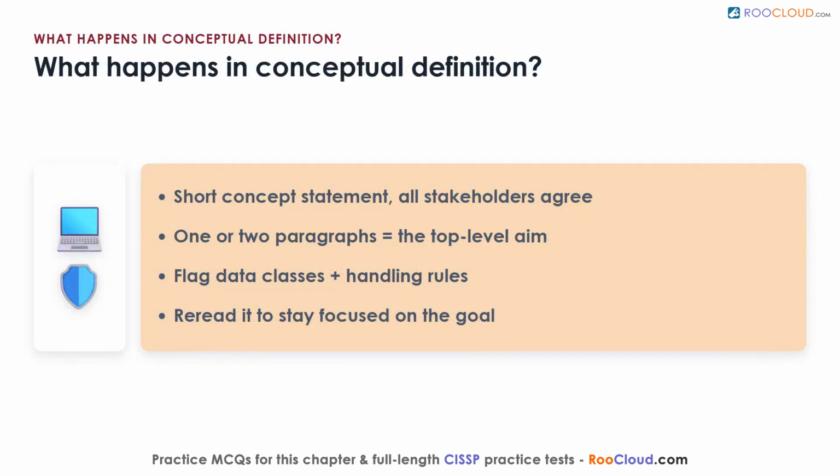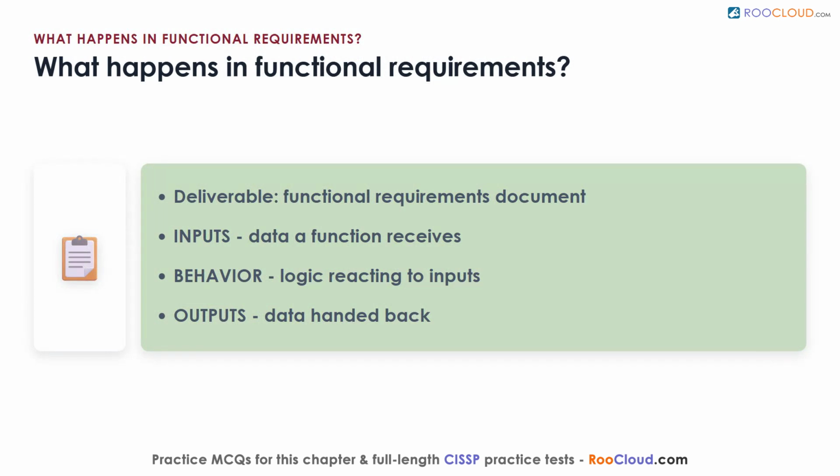You write a short concept statement, agreed by every stakeholder, developers, customers, and management alike, that captures the project's purpose and its broad requirements. Keep it to a paragraph or two, high enough that an outsider grasps the whole aim in a glance, like the abstract at the top of a report. The security requirements here stay very high level and get refined later, but this is where you flag what classes of data the system will handle and their handling rules. Reread the concept statement throughout the project, because the daily detail has a way of hiding the overarching goal. What happens during functional requirements determination?